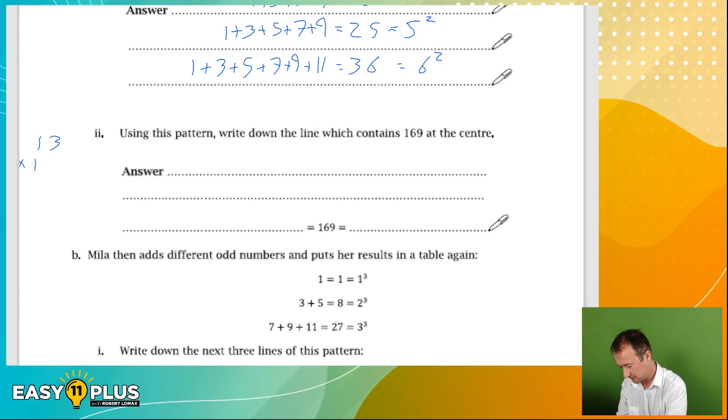13 times 13, have I left enough space? Oh, we're going to find out. 3 times 3 is 9, 3 times 1 is 3. Then we start the second line with a naught at the end, don't forget, very important. 1 times 3 is 3, 1 times 1 is 1, just enough space.